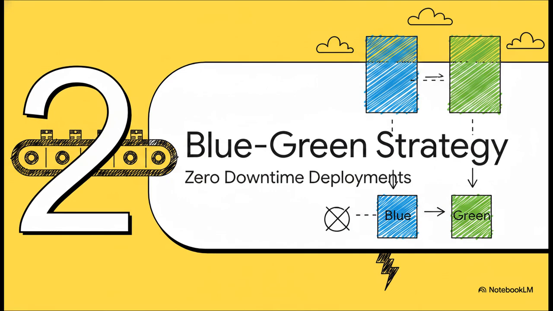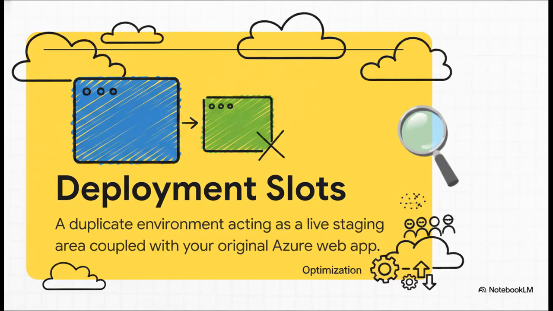Moving on to Section 2. The blue-green strategy. Okay, so even with a highly secure, automated pipeline, pushing an artifact directly to your live users is going to cause a little blip, right? To solve this downtime issue in Azure, we lean on a feature called deployment slots. You can kind of think of a deployment slot as this complete replica, basically a duplicate environment that acts as a live staging area right alongside your real production app. The kicker is it's hosted on the exact same infrastructure, but it remains totally hidden from your actual users.